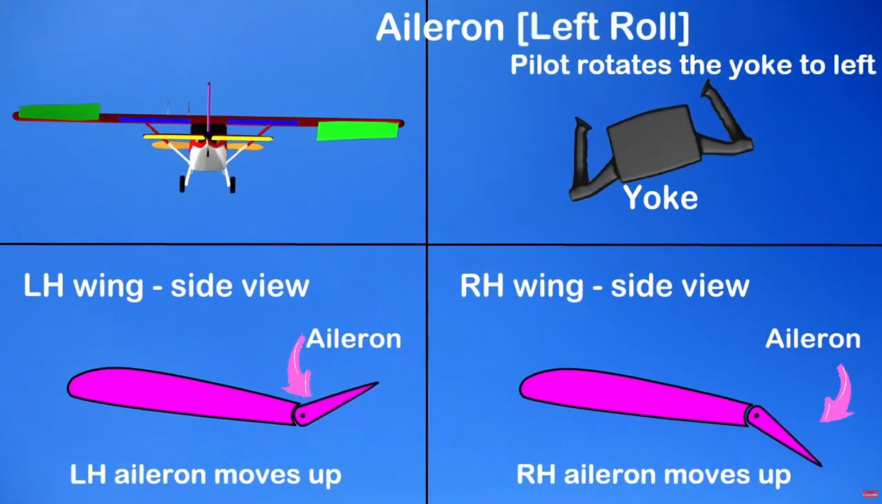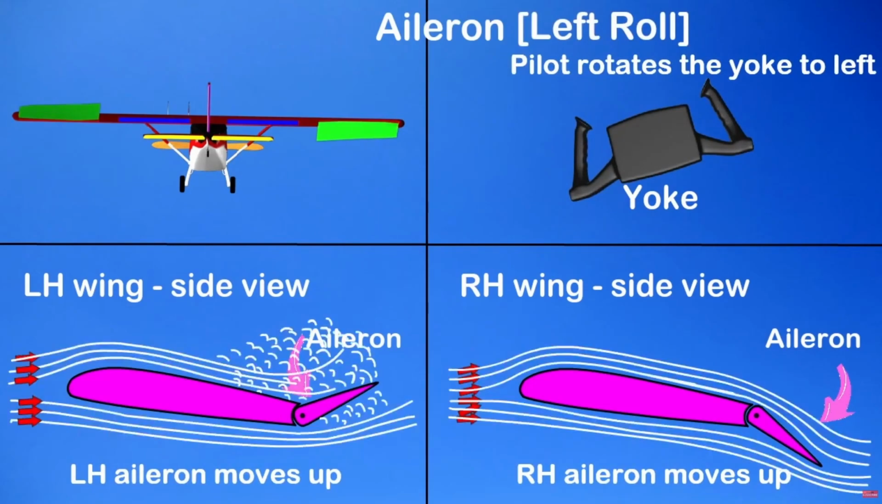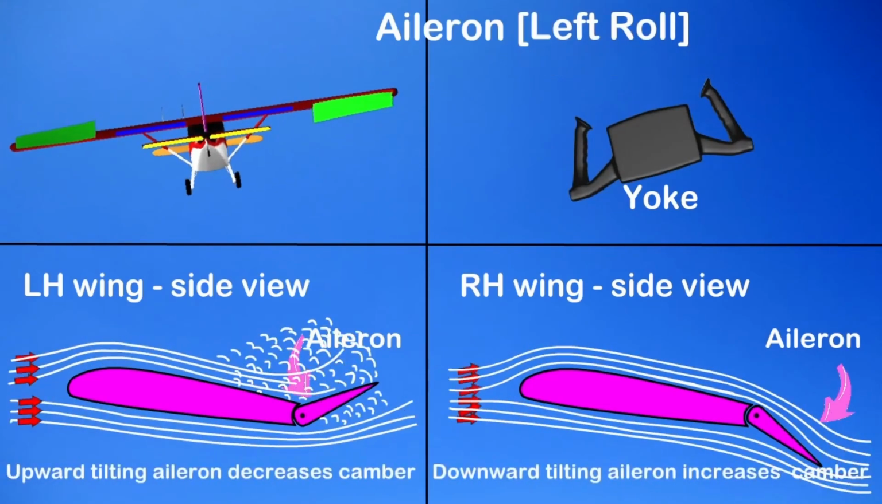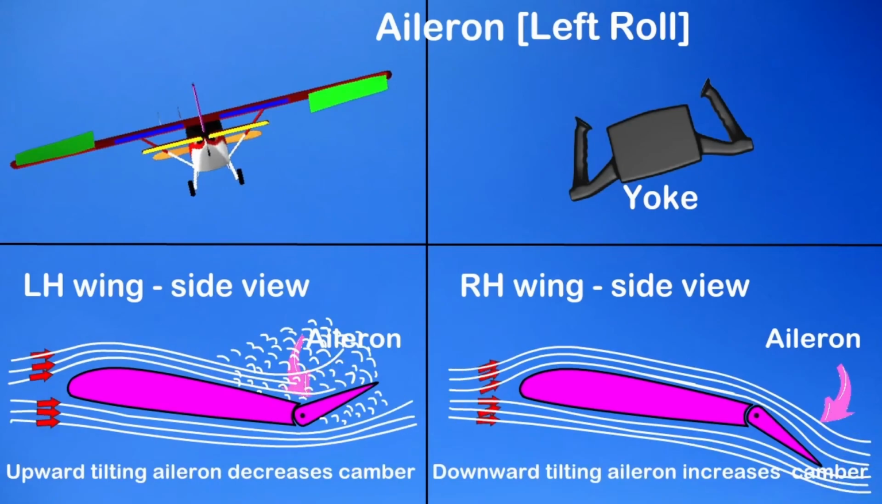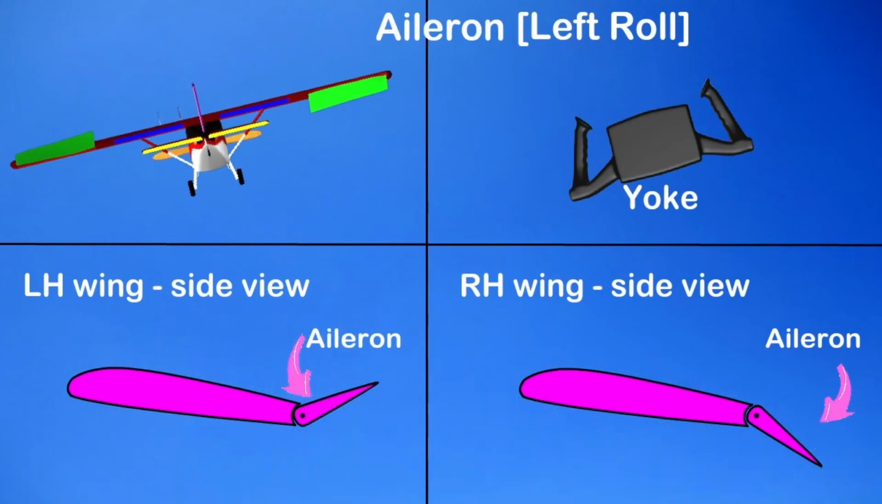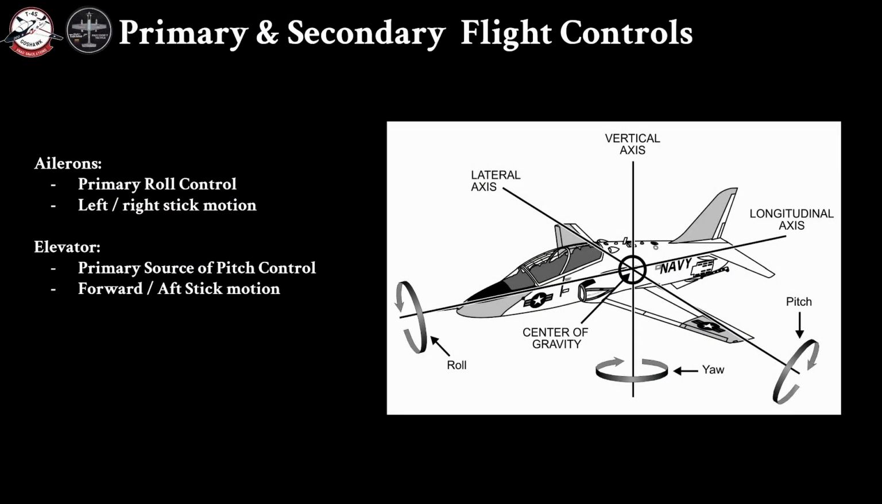When you move the control surfaces to the left, the controls move in the opposite direction, where the left one lifts up, dumping lift, and the right one drops down, creating lift, rolling the aircraft in the other direction. The next set of controls we're going to cover will be pitch controls.